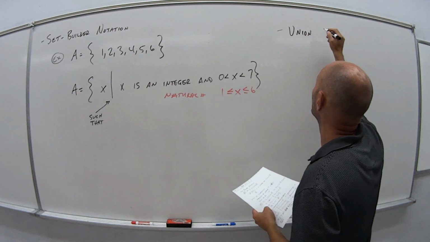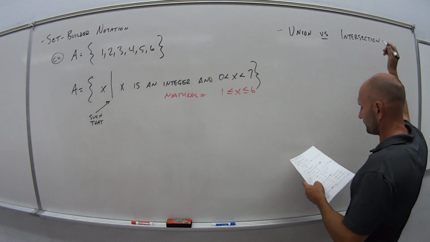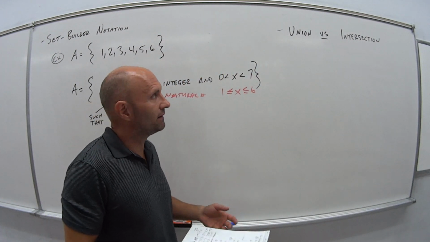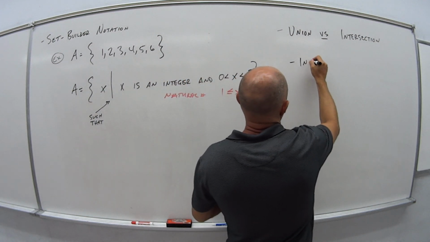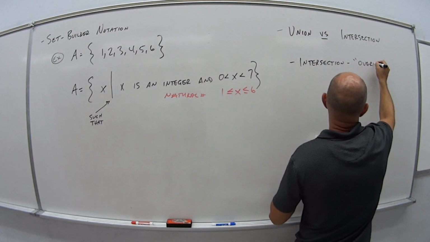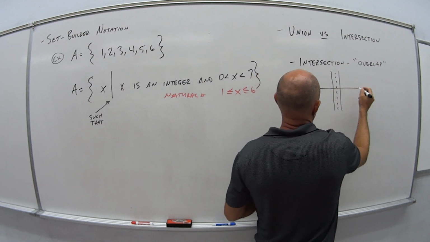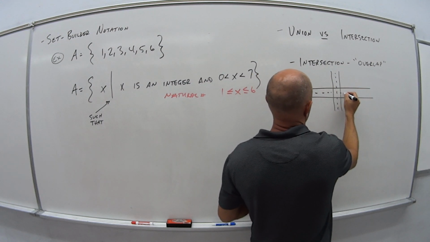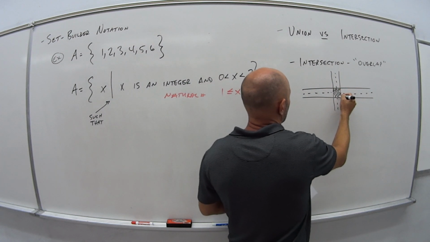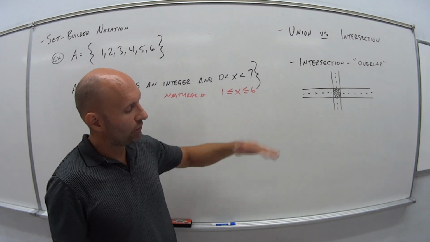Next, some terminology, union versus intersection. So think about, what does intersection mean in your daily life? Intersection is the overlap, right? If you're driving your car on a road and you encounter an intersection, the intersection is the overlap where these two roads meet. Intersection in math means the exact same thing. Where is there any overlap?